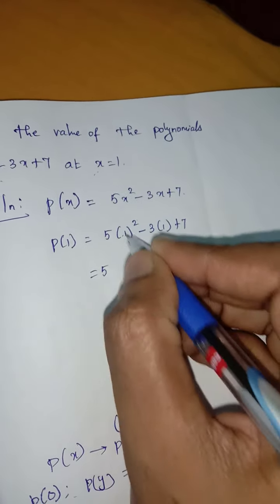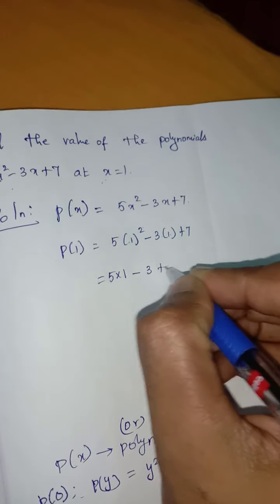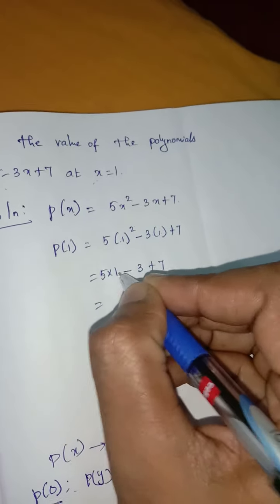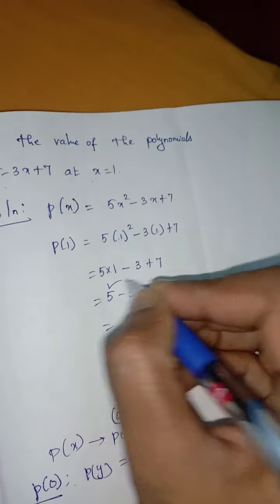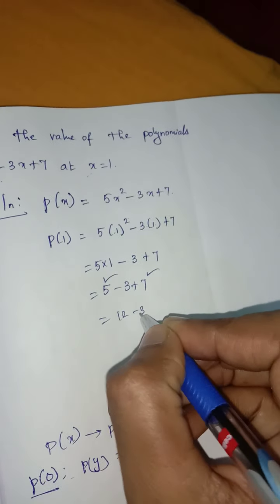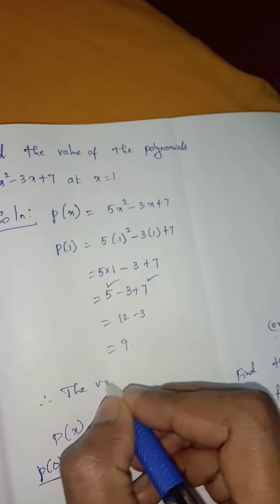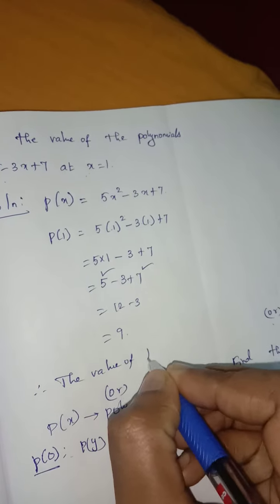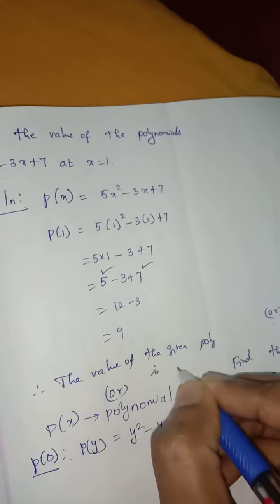So 1 square is 1. So 5 into 1 minus 3 into 1 is 3 plus 7. 5 into 1 is 5 minus 3 plus 7. 5 plus 7 is 12 minus 3 is equal to 9. Therefore, the value of the given polynomial is 9.